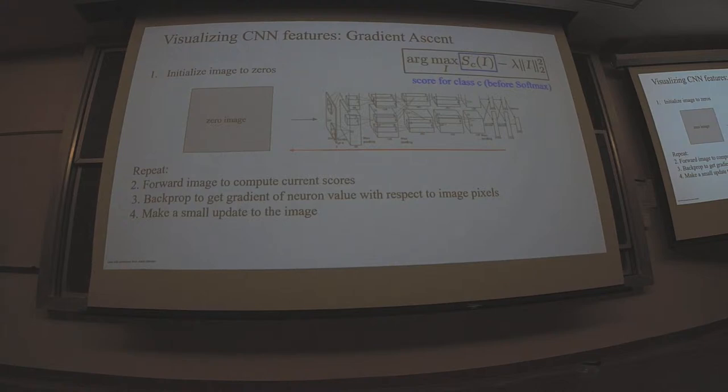But so the procedure here is we start with a zero image, so just a complete blank image. And then we forward that image to the network, we compute some scores, and then we take the gradient with respect to the specific class that we're looking at, with respect to the image pixels, and we forward that gradient information back, and we adjust the pixels in our zero image to reflect the class that we're looking at.